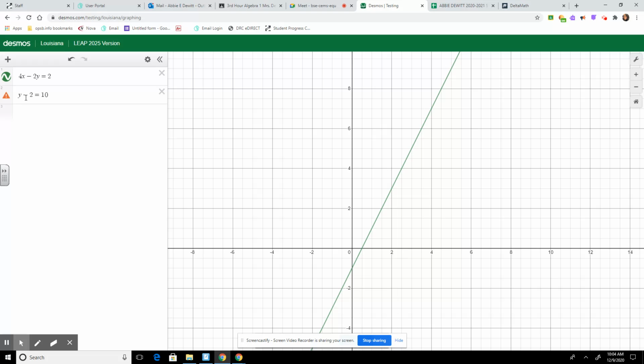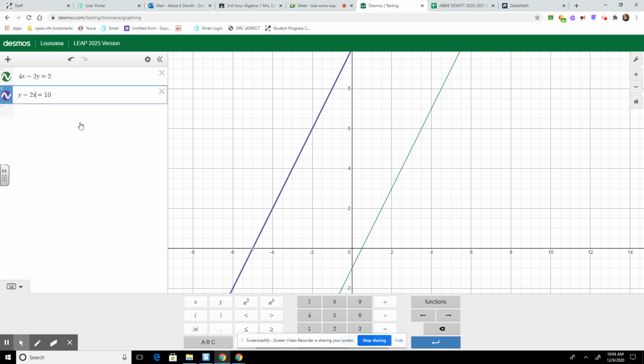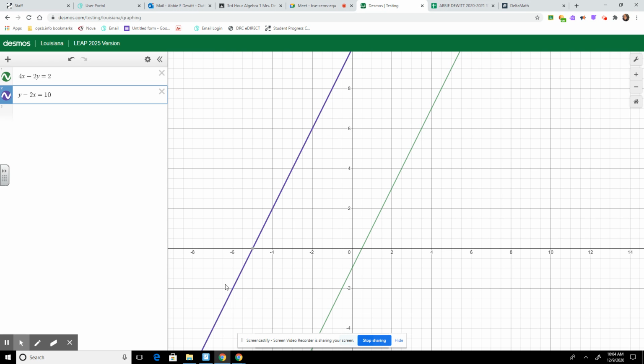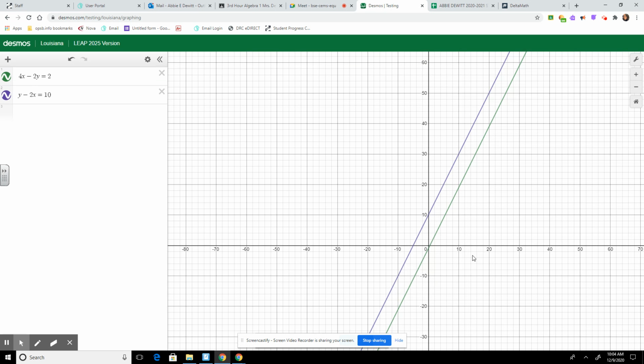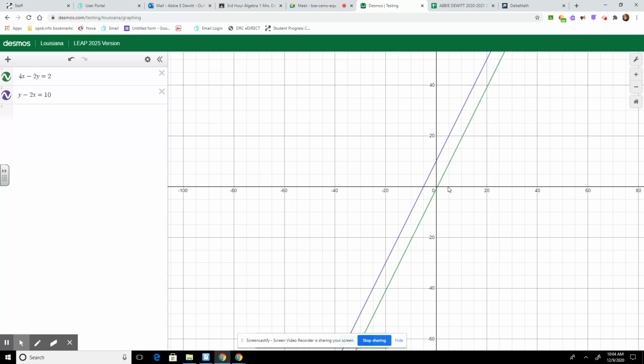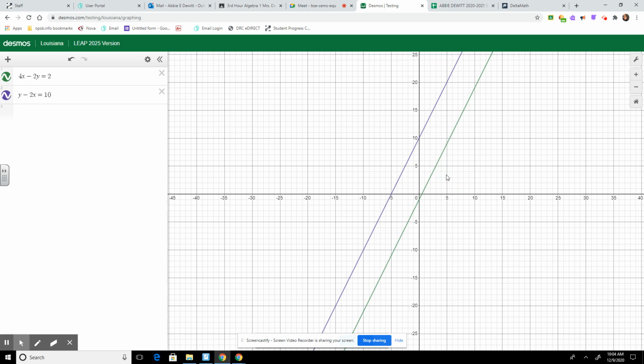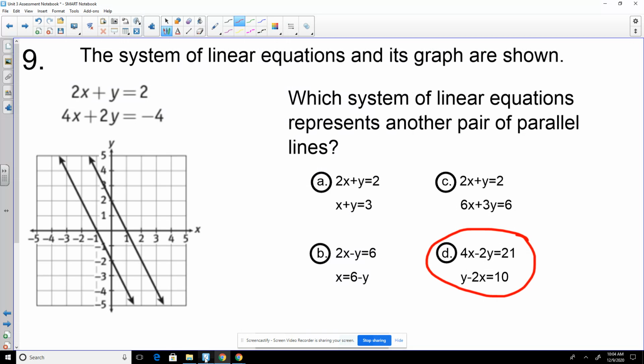Oh, I did something wrong here. Y minus 2x, I messed up my x, equals 10. Okay, so if I look at these 2 lines here, I will see that they are parallel lines. And if I zoom out, I will see that they will remain parallel lines infinitely, which means that this system is the other pair of parallel lines. So you would select D. Okay, so on your test tomorrow, you're going to have to graph all of these to determine which system provided is another pair of parallel lines.